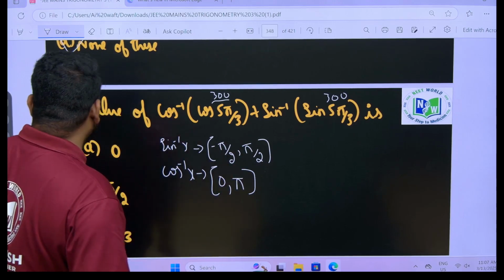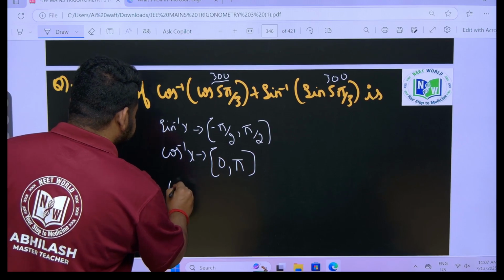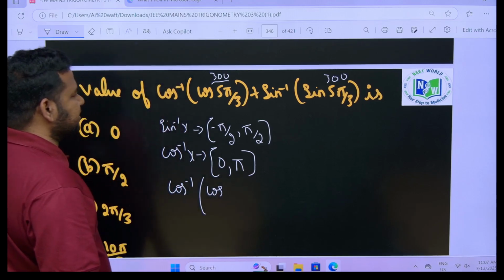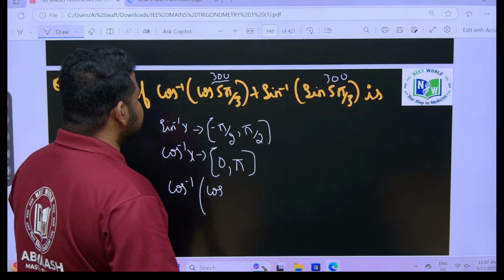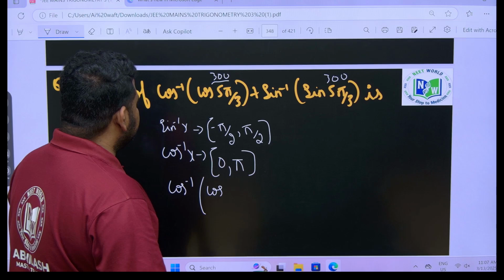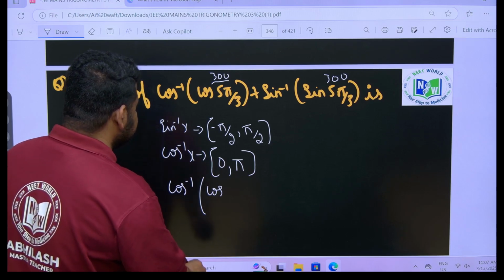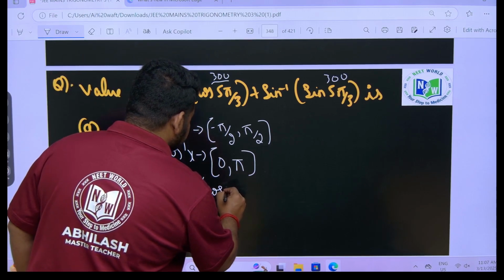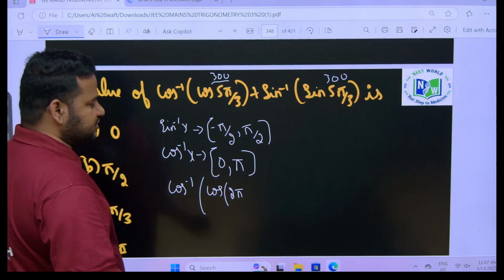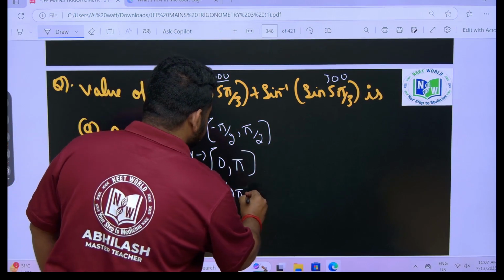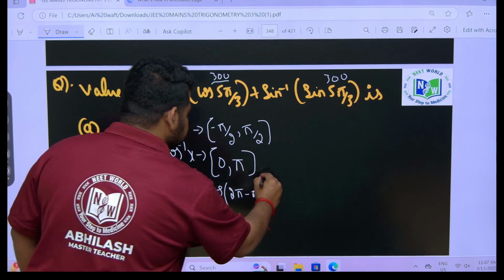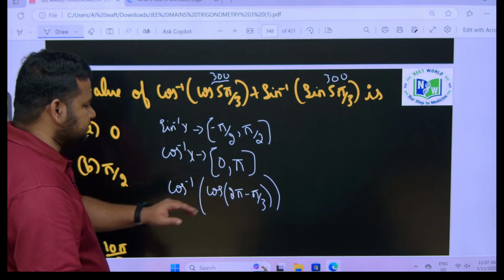So let us see what can be done. Cos inverse of cos 5 pi by 3. I can write 5 pi by 3 as, instead of pi, I can take 2 pi. So 360 minus 60 is 300. So 2 pi minus pi by 3. Cos of 2 pi minus pi by 3.